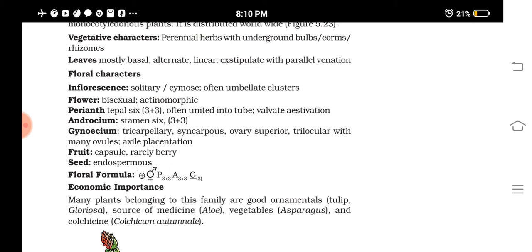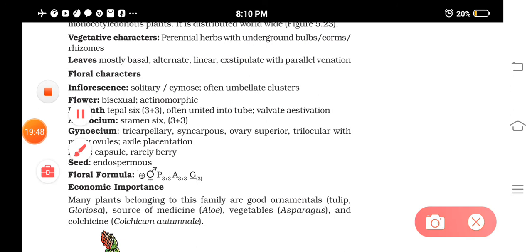Actinomorphic: the flower can be divided into 2 equal halves through any plane that is passing through the central axis. Then perianth, what is perianth? There won't be sepals and petals, or calyx and corolla. We cannot distinguish them, because it is a characteristic feature of monocot plants: the presence of perianth. And the units of perianth are called tepals.